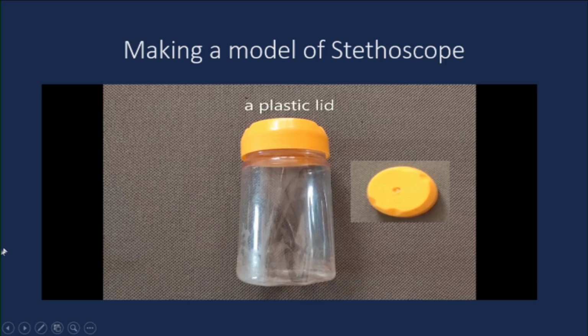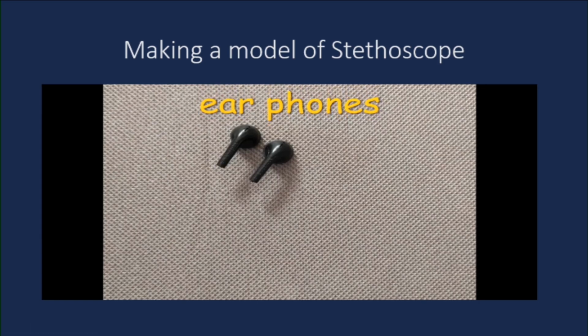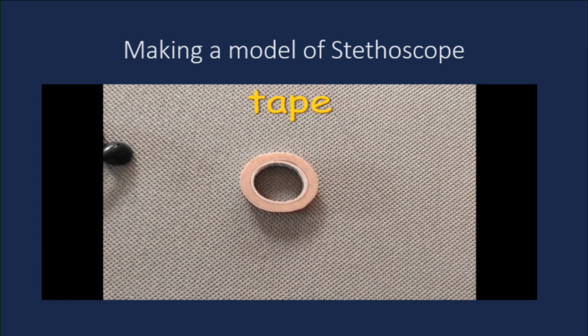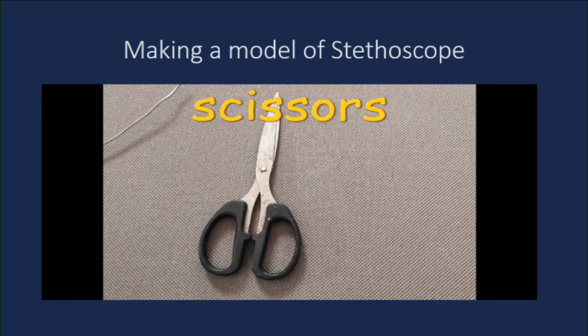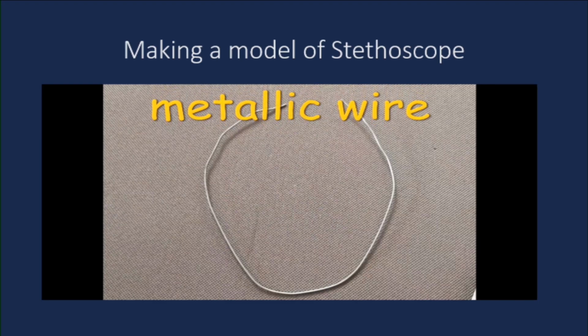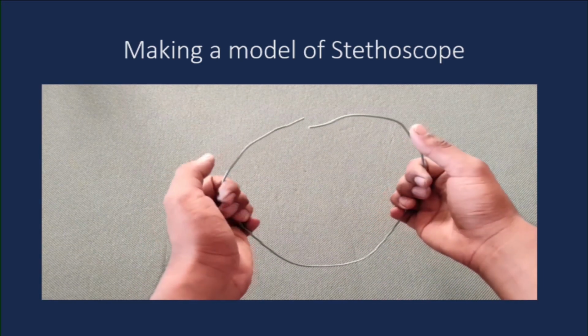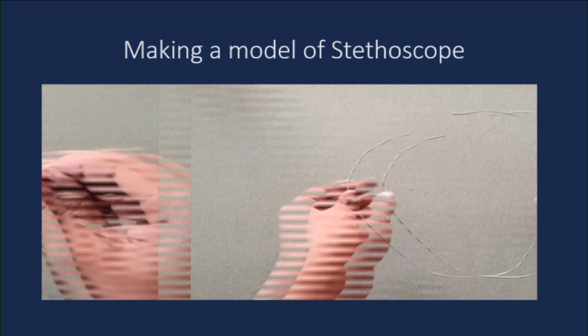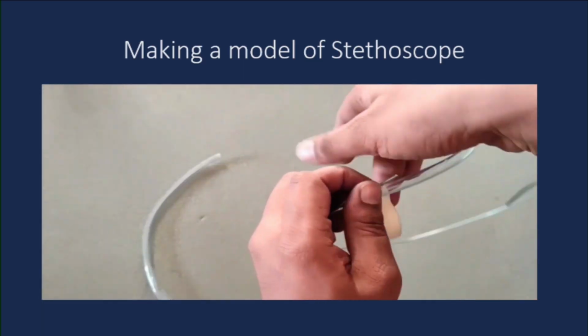A plastic lid, tube, earphones, tape, a balloon, scissors, glue, metallic wire. Bend the metallic wire into V shape. Tape a tube to the wire.